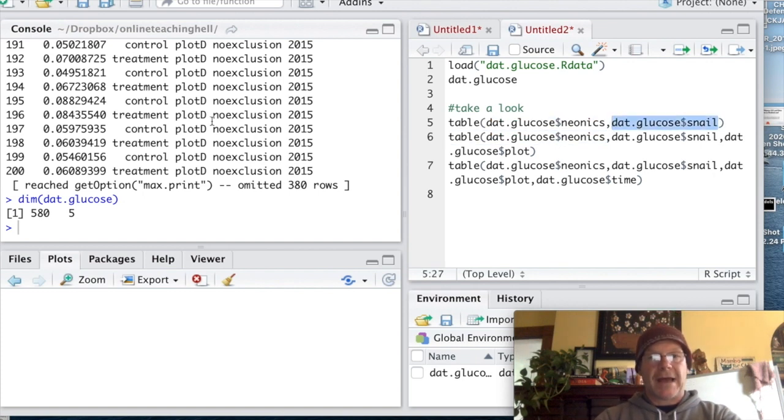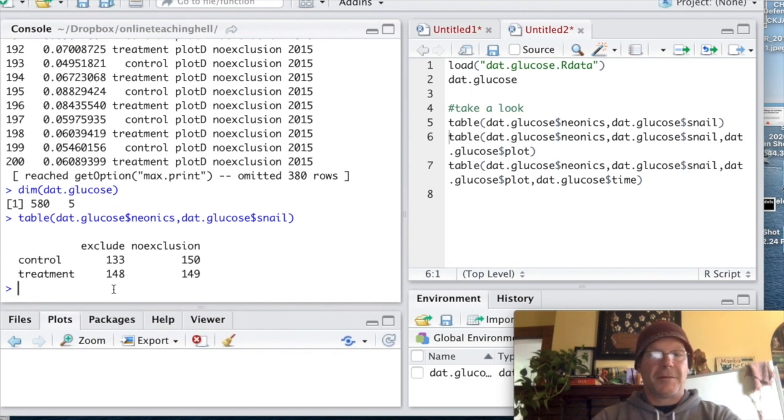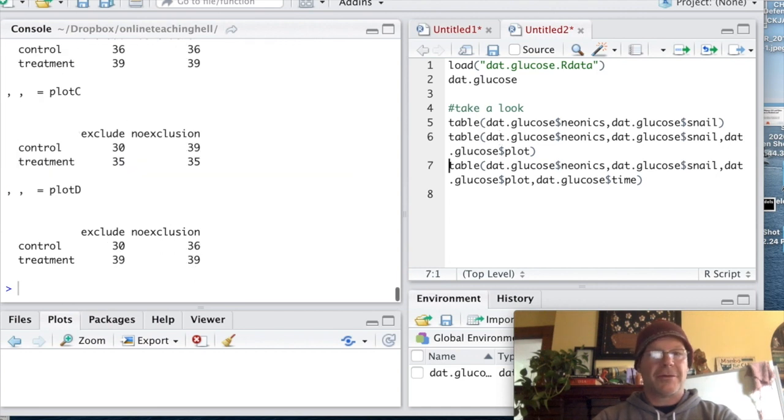So it's going to be these categorical columns, and by creating that table, it's going to tell us how many replicates are in each. So there's 133 replicates where snails were excluded and no neonics were added. There's 148 where snails were excluded and neonics were added, so on and so forth. And we can make that table a little bit bigger. We could add an extra page to it if you want to think about it that way.